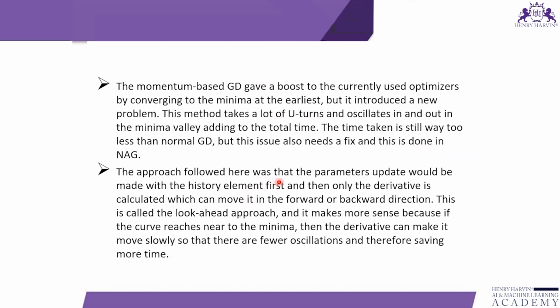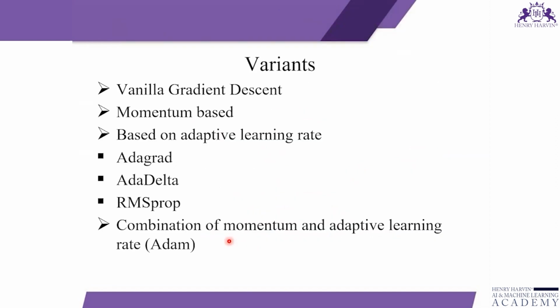The approach followed here was that the parameter update would be made with the history element first, and then the derivative is calculated, which can move it in the forward or backward direction. This is called a look-ahead approach, and it makes more sense because if the curve reaches near the minima, then the derivative can make it move slowly so that there are fewer oscillations and therefore we can save more time. There are several other variants like vanilla gradient descent, momentum based.